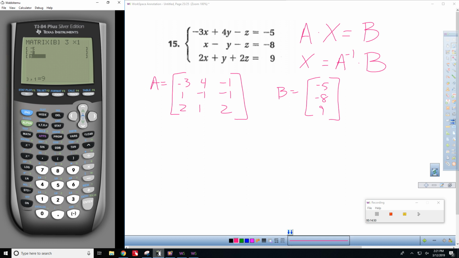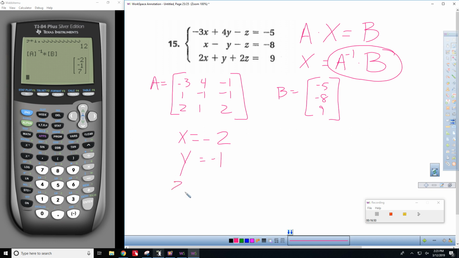Alright, now here's what's wild. You just got to remember that all we want to do is this. We've just done all the hard work. Check this out. Go to quit, and we want to do matrix A. But we don't want A, we want A inverse. So hit that. You see what I just hit? I hit the X inverse key. It's nice to have that. And what do we want to do? We want to multiply it by the matrix B. And the answer, X equals -2, Y equals -1, and Z equals 7.